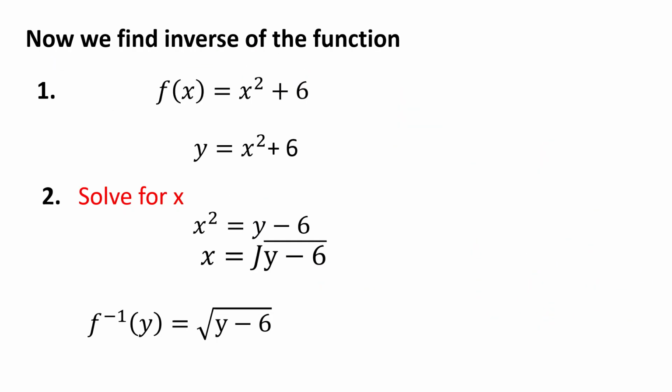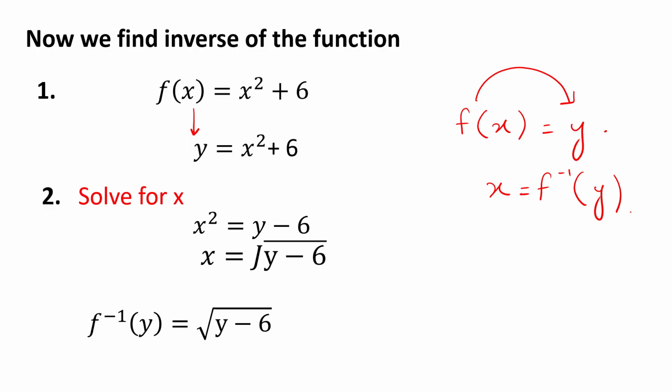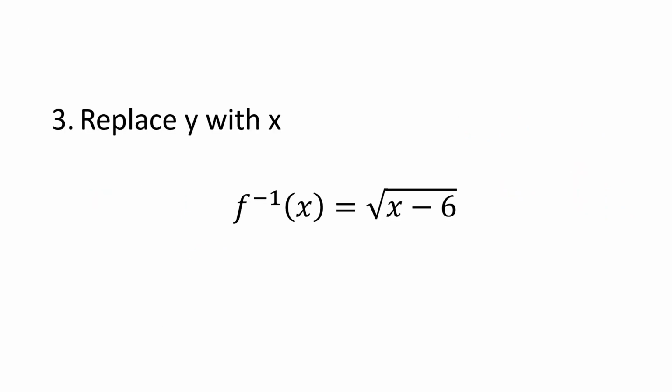Now we find the inverse of the function by writing the given function as it is, and then we write this f of x as y, because f of x and y are equal. And from here, x is f inverse of y. And then we solve for x and plug in the value of x, which is f inverse of y. And finally, replace y with x to get the required inverse.